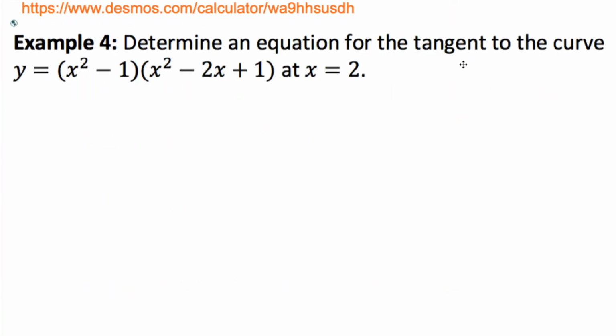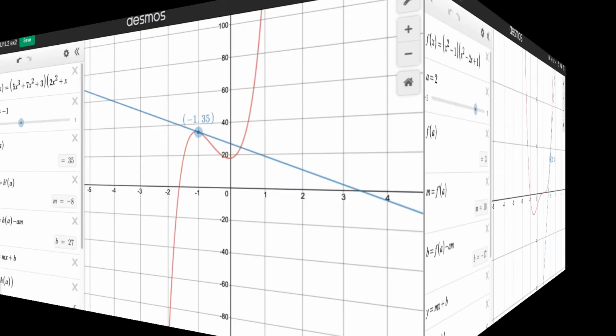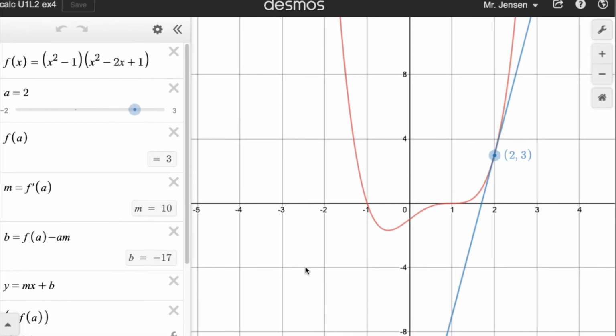Example 4, determine an equation for the tangent of the curve y equals x squared minus 1 times x squared minus 2x plus 1 at x equals 2. Let me show you in Desmos what we're actually looking for, and then we'll come back and do it algebraically. Here's the original function in red. What we're looking for is the equation of the tangent line which touches that function at an x value of 2. I have that graphed in blue here.